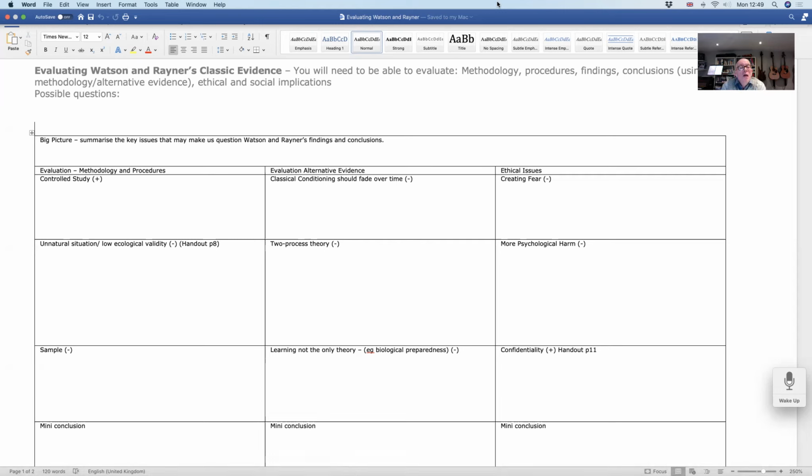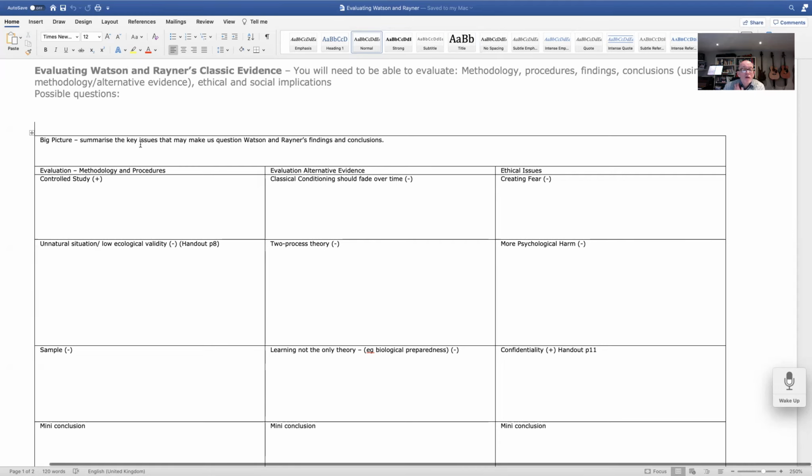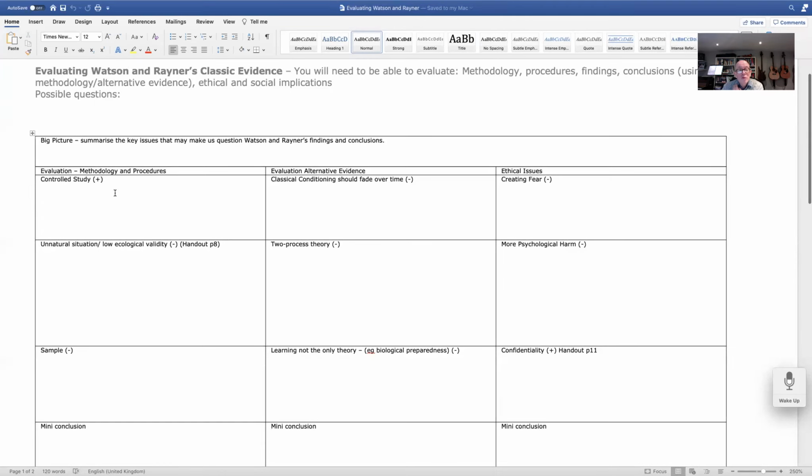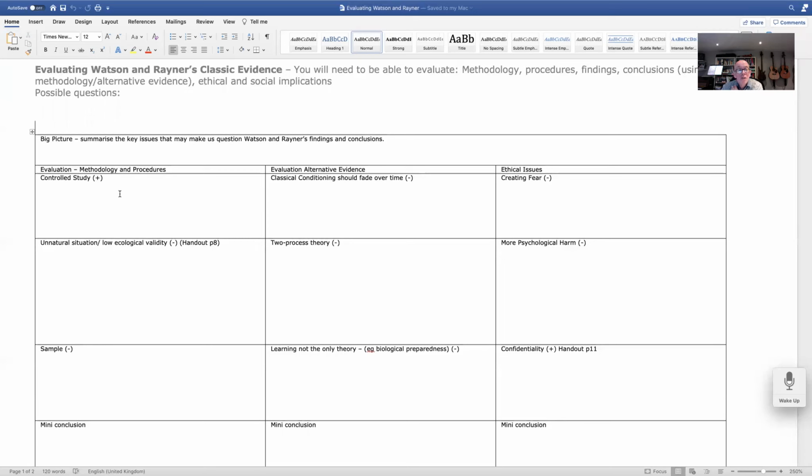Really, it's a matter of having a view. If you look down this first column here, we're looking at methodology and procedures. Now, what I want to provide you with is, if you were giving an evaluation question about those, you'd have at least one positive thing to say about the study. In fact, it was very well controlled, and the standardized procedures were fairly well detailed. So if anyone was inclined and really did want to replicate it, they'd be able to do that.